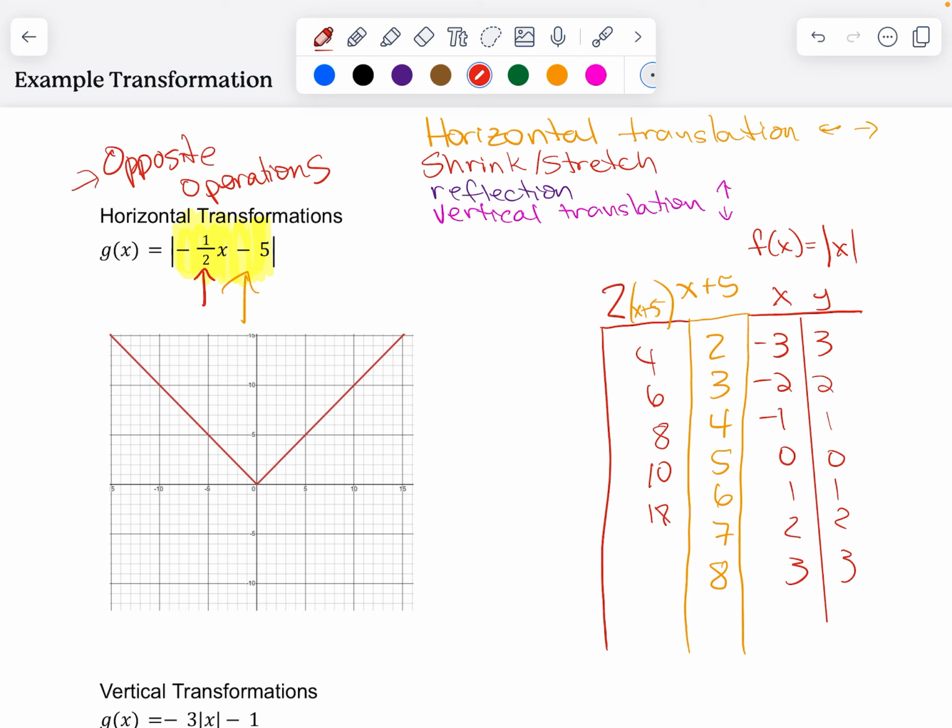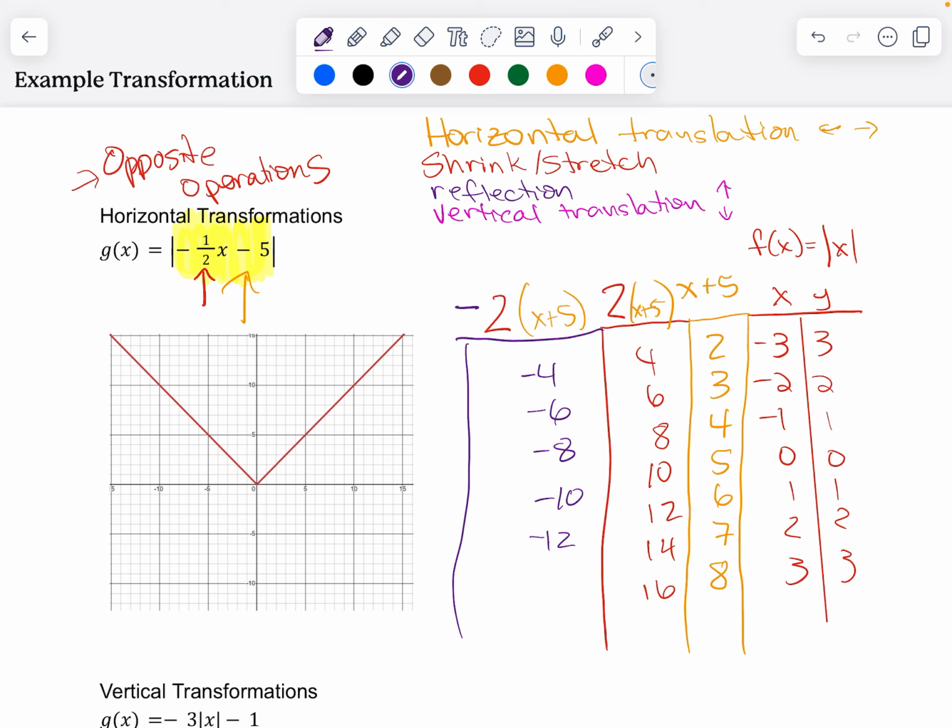12, 14, 16. Then the last thing we do on this one is a reflection. So I'm going to take the opposite of what I just did, the 2 times the x plus 5. Okay, so I'm taking the opposite of that. So -4, -6, -8, -10, -12, -14, and -16.